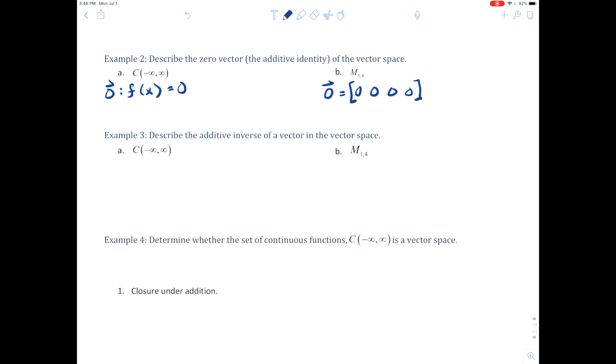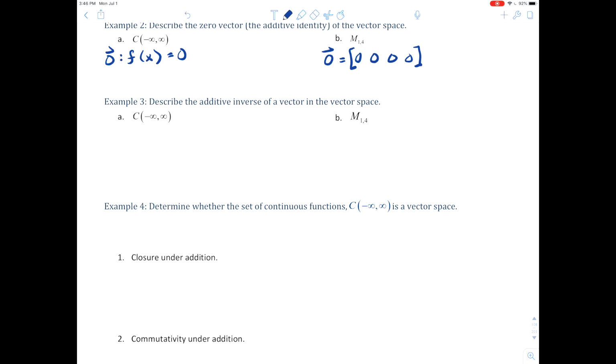Okay, now what about for example 3? Describe the additive inverse of a vector in the vector space. So the way to think about the additive inverse is, hey, what do I need to add to this vector in order to get the 0 vector, right? So with the set of continuous functions, what would you be doing? Good. If you added negative f of x to any f of x, wouldn't you get the 0 vector out? Good.